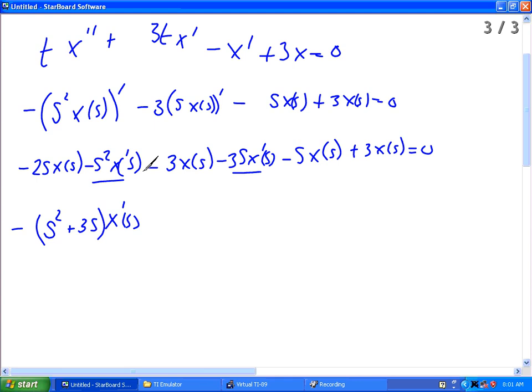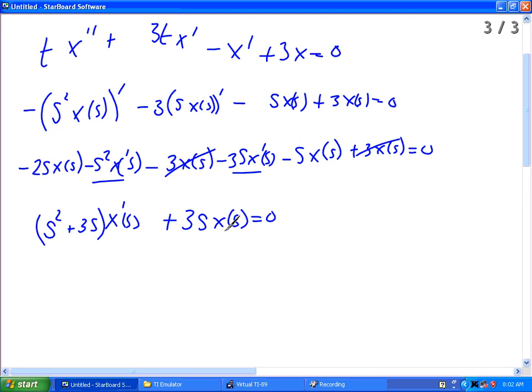Okay, now if you count the other ones, you see these are s's here, so negative 3s, negative 3s of them. And then these two cancel out. So minus 3s x of s. And you have this.